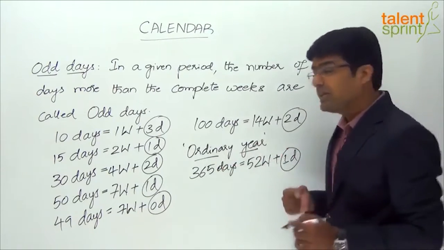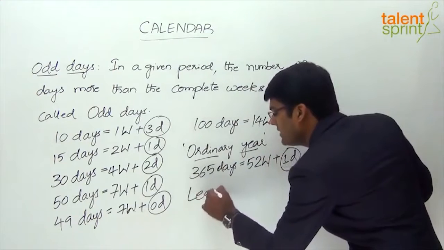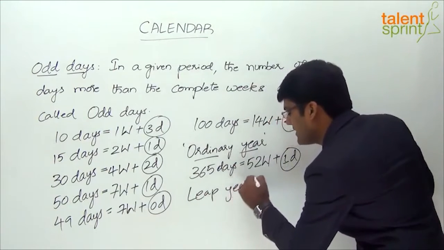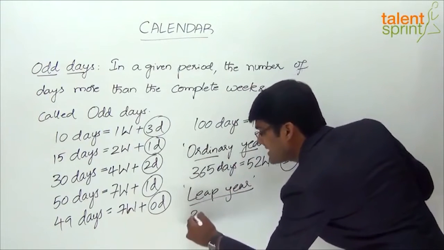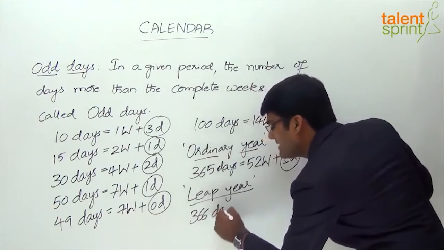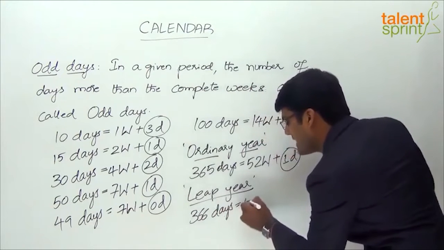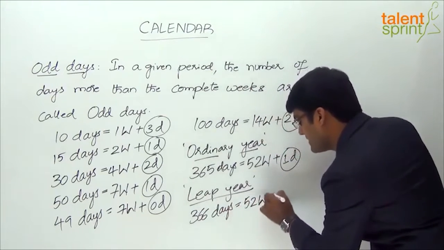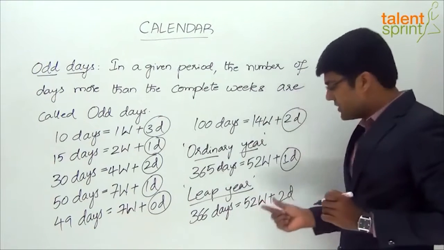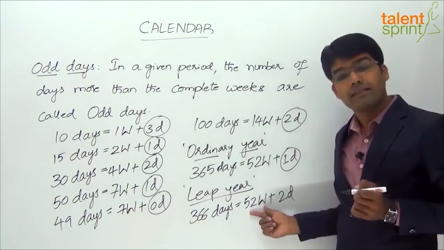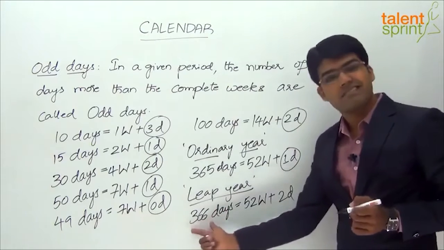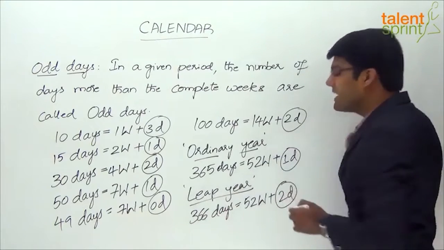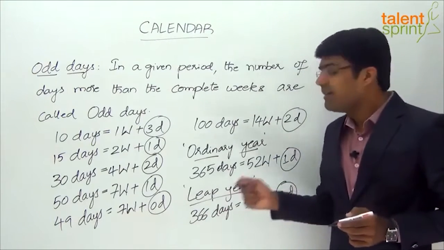What happens in the case of a leap year? Let's understand that. A leap year, as you all know, has 366 days. So these 366 days can be taken as 52 complete weeks plus 2 days. 52 weeks again is equal to 364 days, plus 2 gives you 366. So we say there are 2 odd days in a leap year.